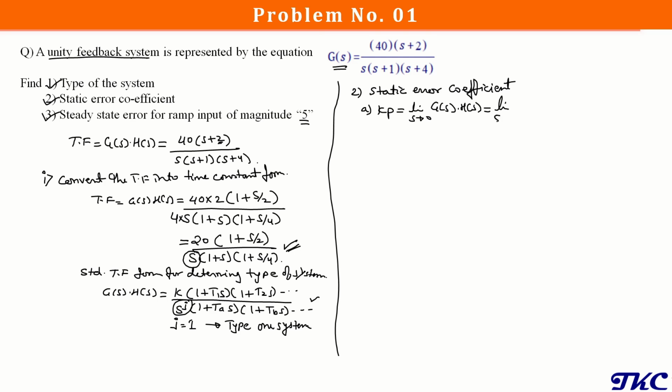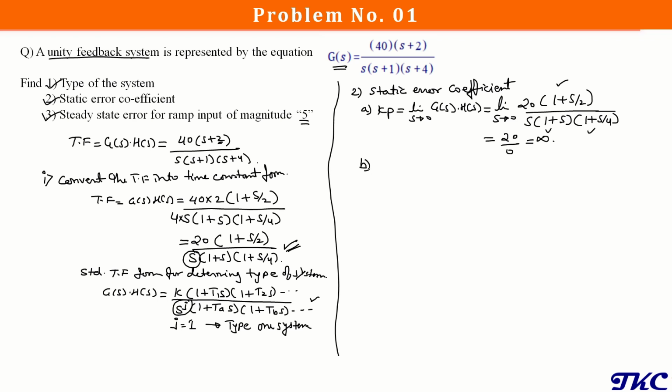So it will be limit s tends to 0 of 20 in bracket 1 plus s by 2, divided by s into 1 plus s into 1 plus s by 4. Now when we take this limit inside, we know that these brackets will contribute 1, because the other term will become 0 as s is going to 0. So we will have 20 divided by s. So the value of Kp here will depend upon the s, and because of this s in the denominator, we will have 0 here. So it will be 20 by 0, so it will be infinity. So here we got the Kp value as infinity.